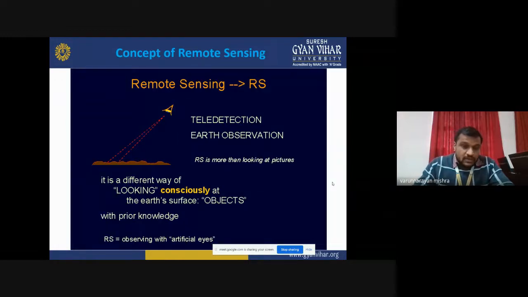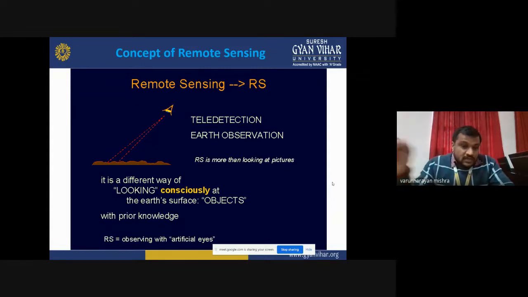Whatever information or images we gather through the remote sensing process is more than a picture. In one of the lectures it was already described what the difference between a picture and an image is. Whatever information we gather through different sensors is more than a picture. Remote sensing looks at earth objects without any physical contact. The satellites revolving around the earth are a kind of artificial eyes, meaning we observe the earth without any physical touch with the objects.